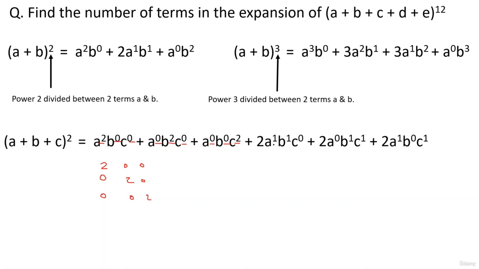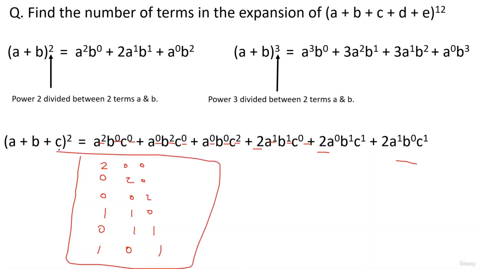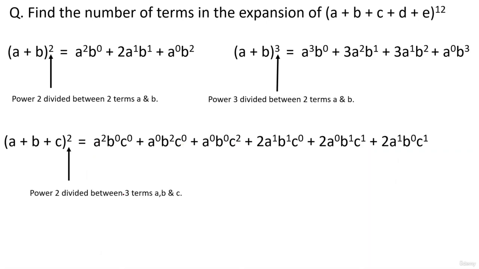If you go on further, look at the 2ab type terms: a raised to 1 b raised to 1 c raised to 0, so 1 1 0. Next, a raised to 0 b raised to 1 c raised to 1, so 0 1 1. And the last one is a raised to 1 b raised to 0 c raised to 1, so 1 0 1. So basically all these are nothing but distributions of the power 2 into three groups. Look, 2 0 0, 0 2 0, 0 0 2. So it is again the distribution of the power 2 into three groups a, b and c.